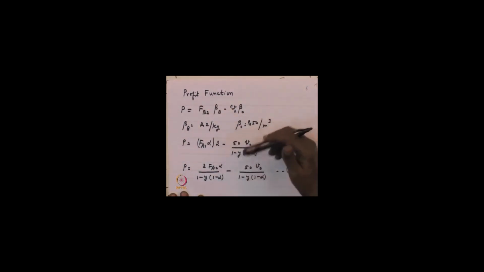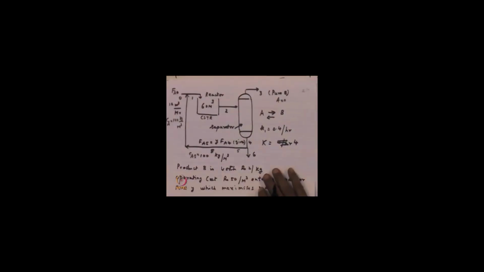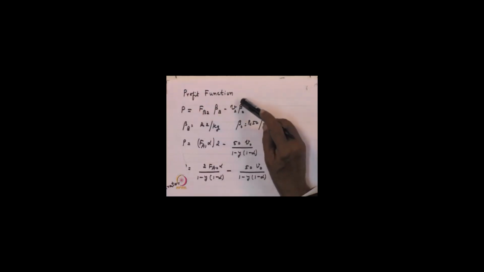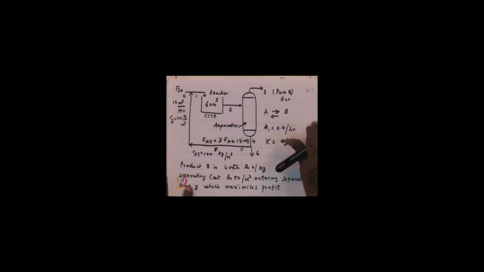So, this is the benefit of doing this process, and what is the cost of running the process? It is given as the material that is entering the separator, that means the volumetric flow entering the separator, multiplied by the cost per cubic meter of solution entering the separator. The cost of operating this process is equal to V_2, the volumetric flow here, multiplied by beta_0, where beta_0 is the cost of operation of this process expressed per cubic meter of solution entering the separator. This is what is given.